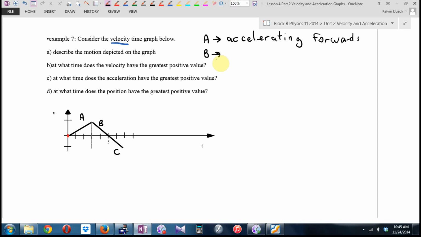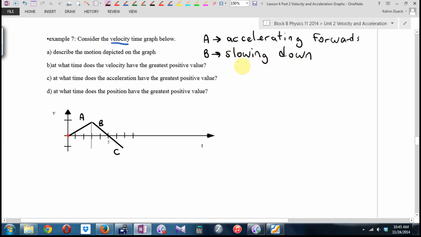But what's happening in section B? Decelerating. You know what? We could even say, and I love your fancy word, decelerating.